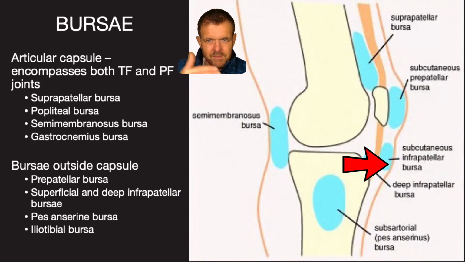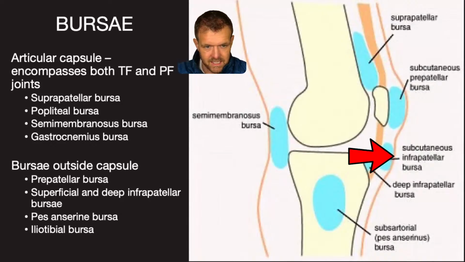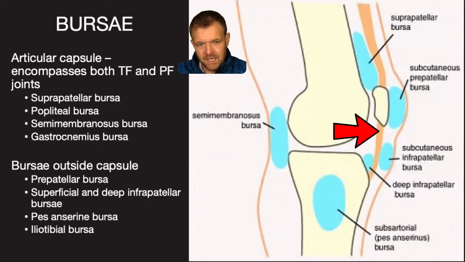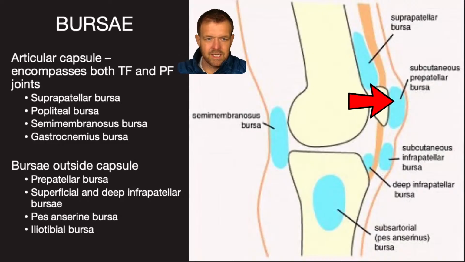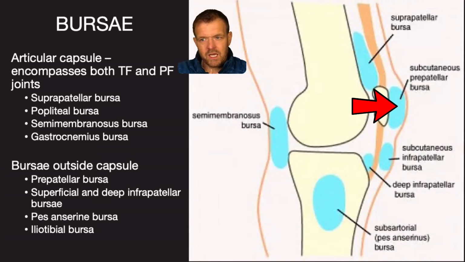A subcutaneous infrapatellar bursa. Subcutaneous means underneath the skin. So that's the skin line just there. This is underneath the skin, but in front of the patellar tendon. And then here's your patella. There's your subcutaneous, so under the skin, prepatellar bursa, in front of the patella. That one's a good one to Google.